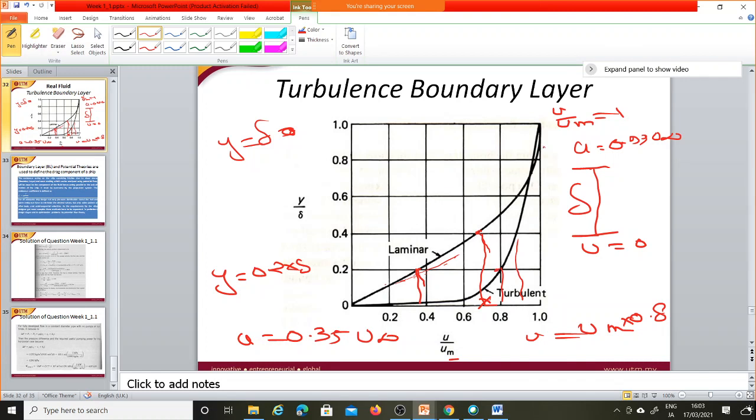Okay, so it means the velocity is already attained at this point. At this point it is 1, right? It means u is equal to the free-stream velocity already at this point. So here is the thickness of the boundary layer.